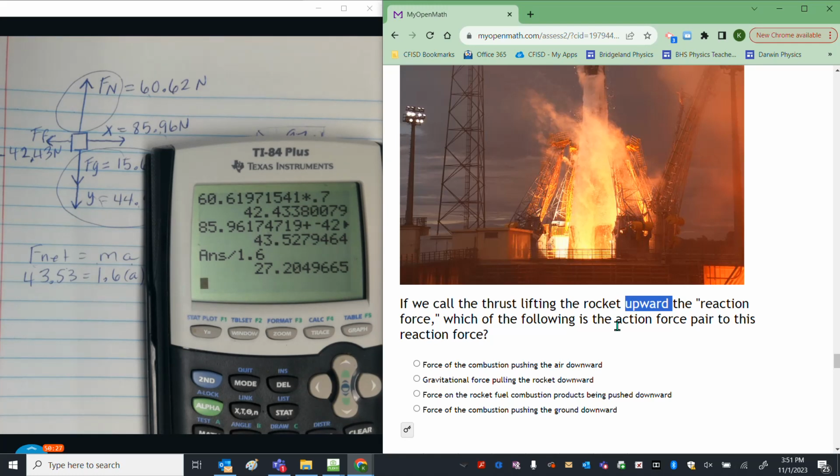So if this force pair is between the rocket and its combustion chamber, where the thrust is coming from, then we need the same two objects here. And so we don't want to include air. We don't want to include gravity. That's not part of this pair up here. We don't want to include the ground. We're just going to go with this, the force on the rocket fuel combustion products being pushed downward.